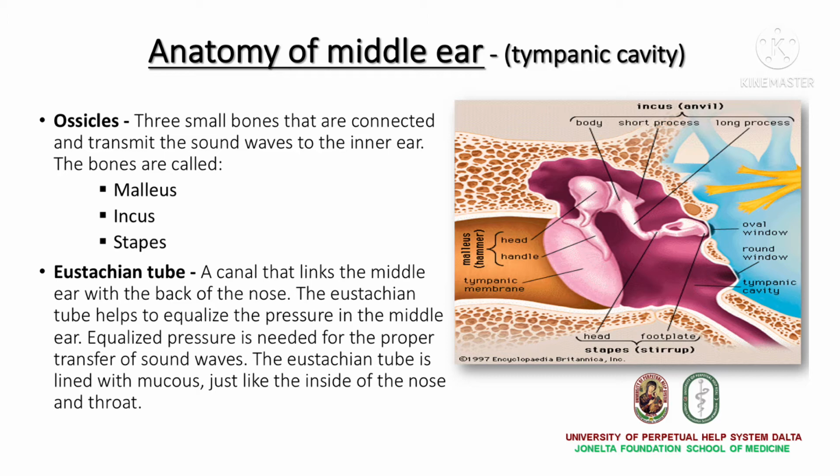We also have the ET tube, that is our eustachian tube. Basically, this is one canal that links the middle ear with the back of the nose, that is the nasopharynx. And what are its functions? Basically, it maintains the pressure of the middle ear and also helps in ventilation.